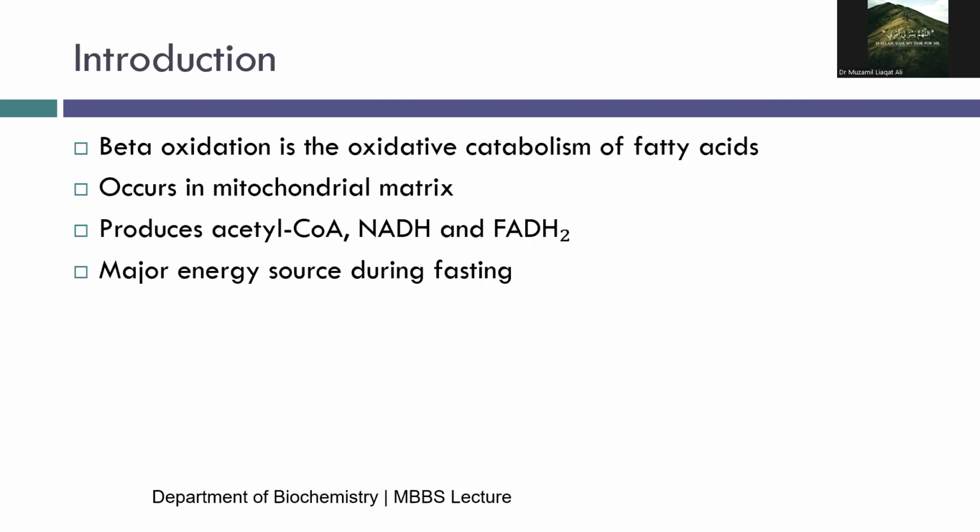Beta oxidation is the oxidative catabolism of the fatty acids that occurs exclusively in the mitochondrial matrix. It produces acetyl-CoA, NADH, and FADH2. Acetyl-CoA then enters the TCA cycle, while NADH and FADH2 feed the electron transport chain for ATP synthesis. This pathway is the major energy source during fasting and is tightly regulated to spare glucose for the brain and RBCs. In clinical practice, defects in the beta oxidation lead to life-threatening hypoketotic hypoglycemia and cardiomyopathy.